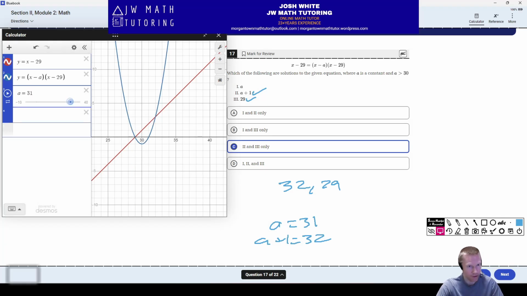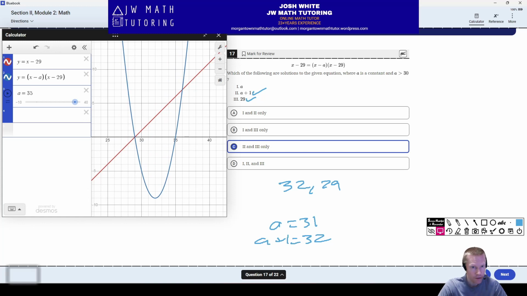So let's bump this up to 40. If you notice, the 29 stays as a solution. Right here, it keeps intersecting at 29 comma 0. However, the other one moves, but notice it's always 1 more than my A value. Here it's 35.7 versus 34.7. Here it's 35 versus 34.